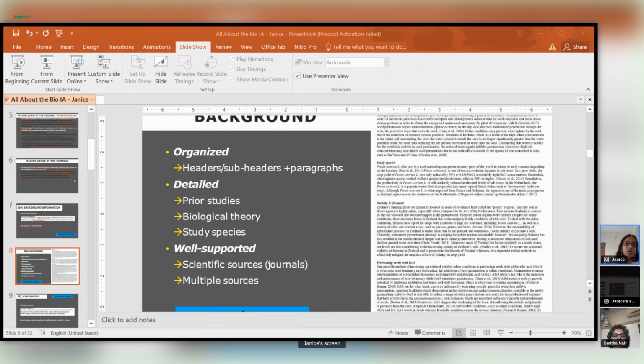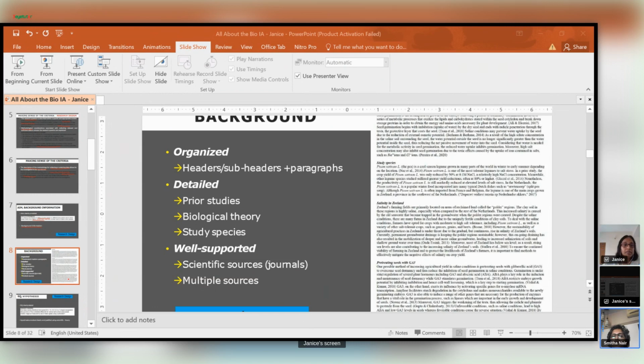The prior knowledge I had and the biological theory, whatever is there, I put that. So I did thorough research on the species on which they have done it, like Pisum sativum. Pisum sativum is a pea plant. So how have they done it?